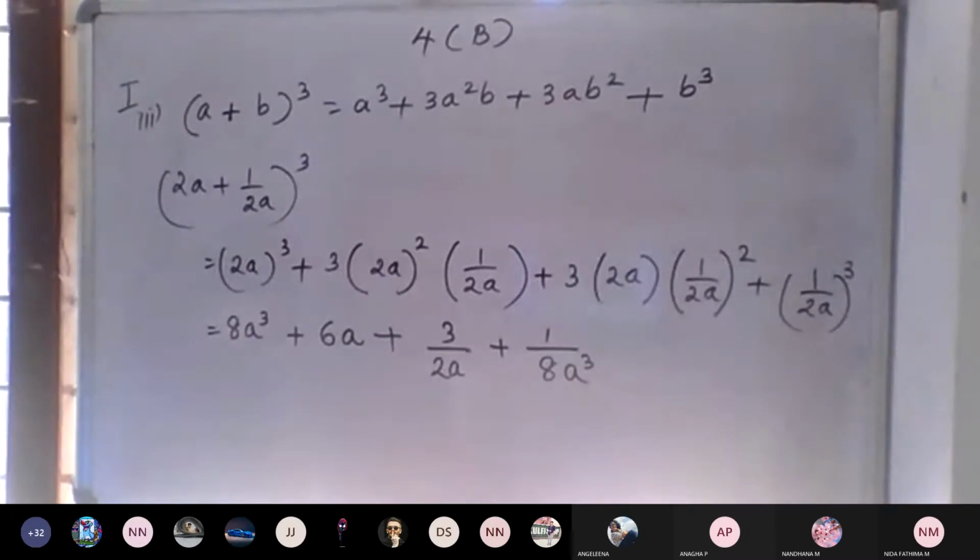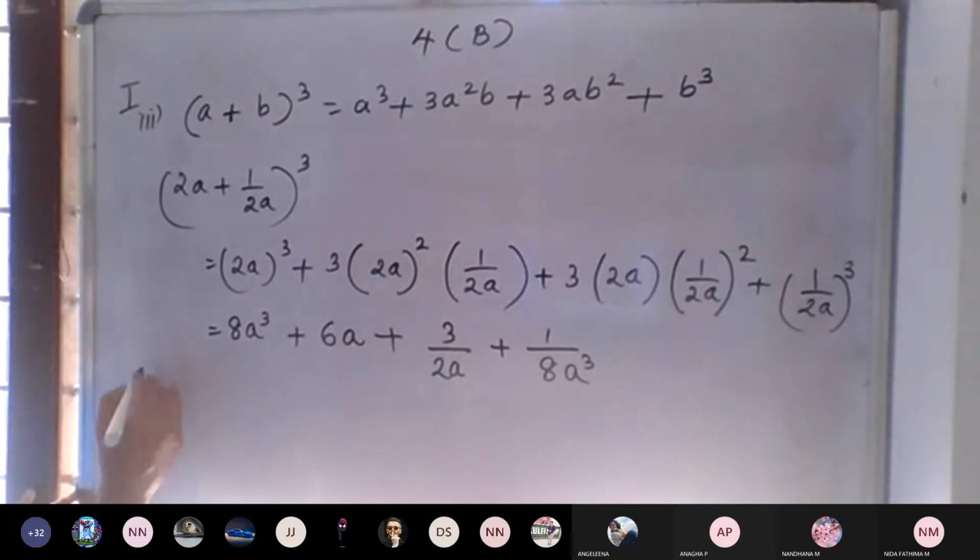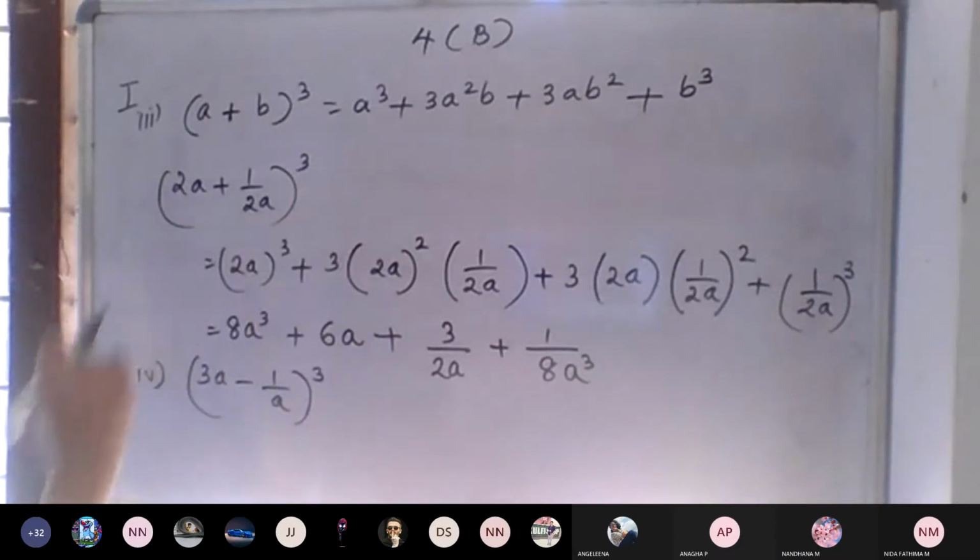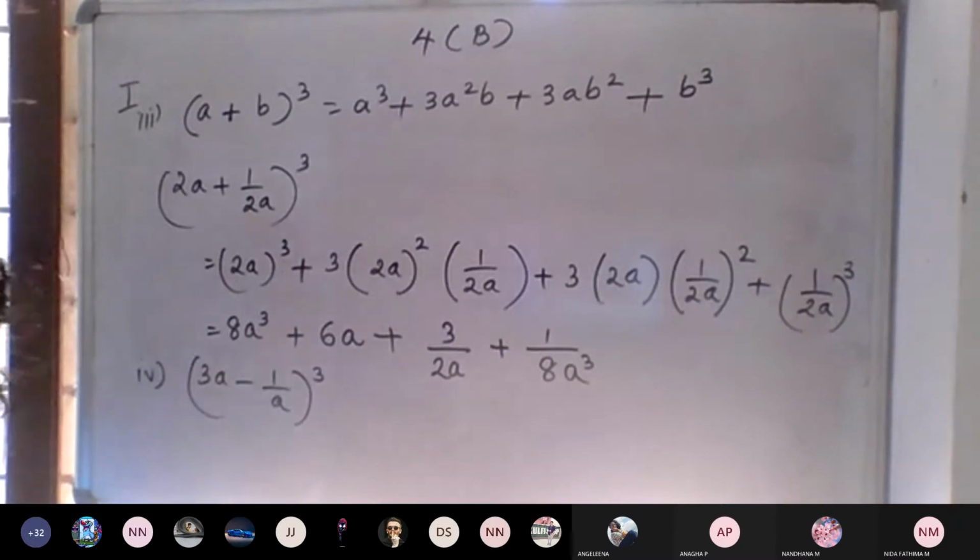Then fourth question, do it. 3a minus 1 by a. Do it yourself. I will write only the answer, okay? Fourth question, 3a minus 1 by a whole cube. Same as this: a minus b whole cube is a cube minus 3a square b plus 3ab square minus b cube.